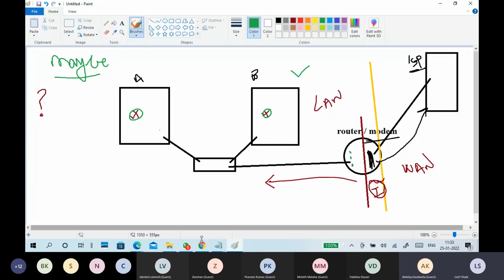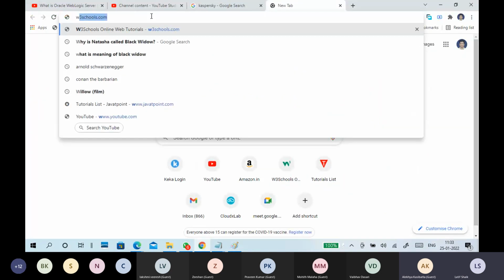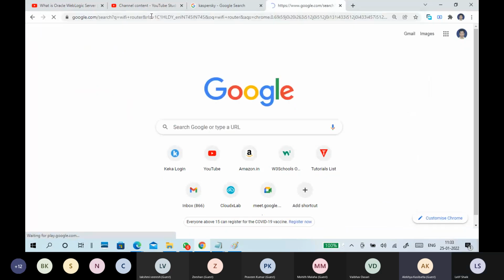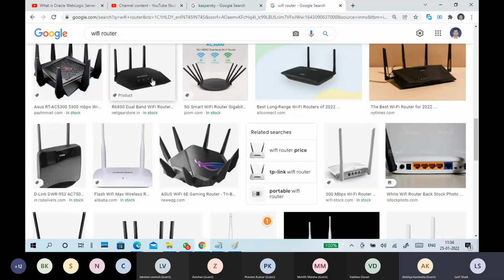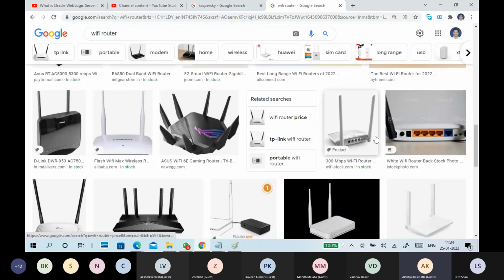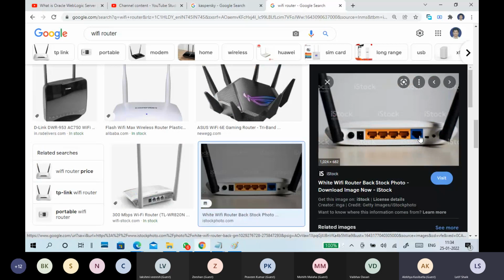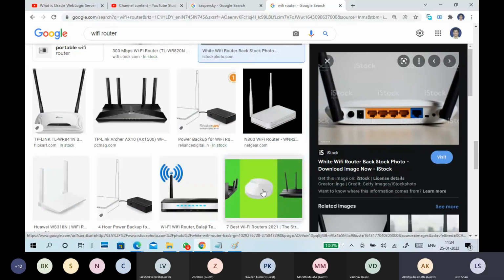The router looks like this; you can take any Wi-Fi router. There are two or three types of Wi-Fi routers. You can see the blue one is the WAN link. The yellow one is the LAN connections, and you can also connect through Wi-Fi. So make sure the WAN connectivity must be there.